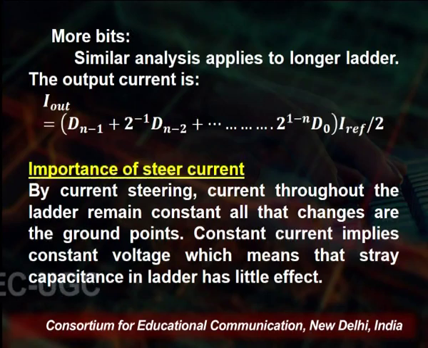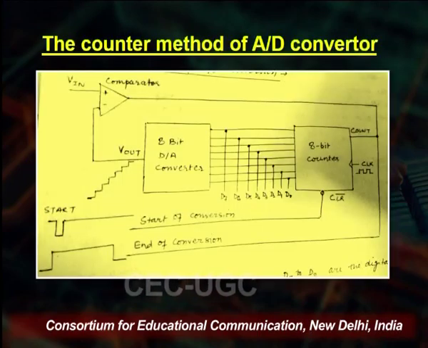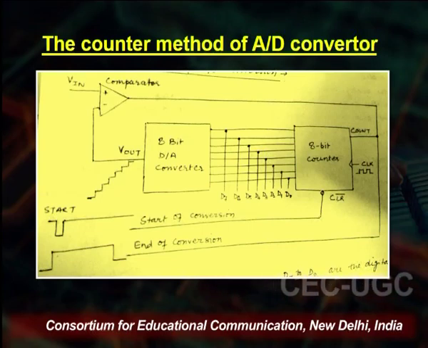So, the constant current implies that constant voltage occurs, which means that stray capacitance in the ladder has very little effect. So, this is where we end the comparison between R2R ladder network and binary weighted resistor of DA converter. Now, we move on to the complement, that is AD converter.